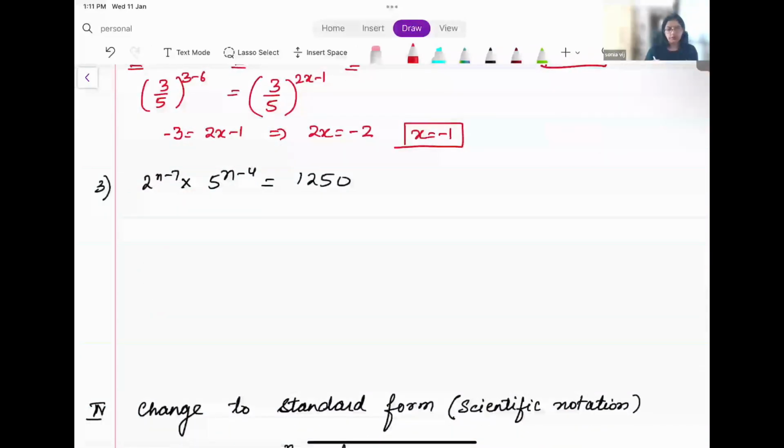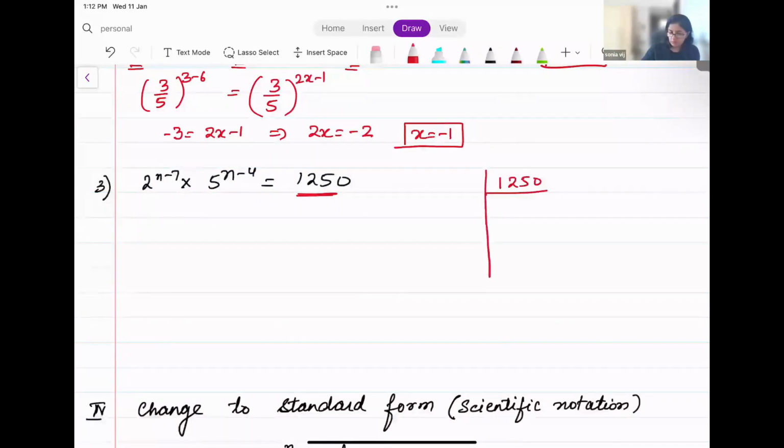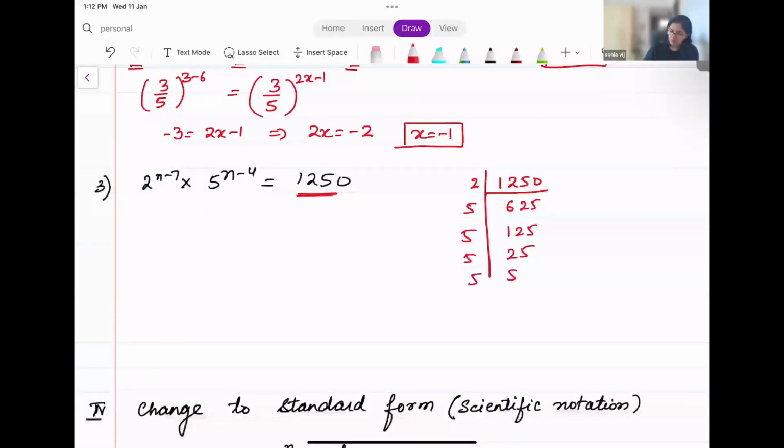Solve this question yourself. Pause the video, solve it yourself. So the first step we will do is change this into prime factors. So the powers are 2 to the power 1 and 5 to the power 4. And here it is 2 to the power n minus 7 into 5 to the power n minus 4.